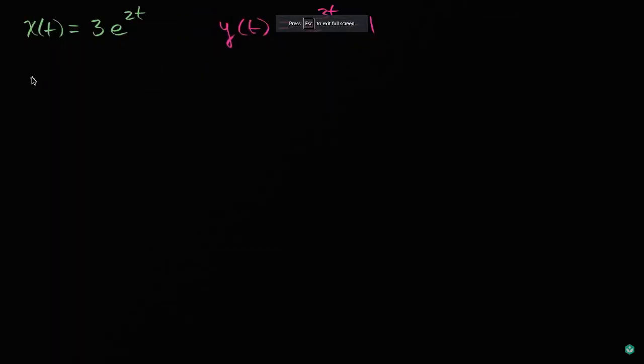Into these functions and then plot the corresponding x and y's for each t, this will plot a curve in the xy plane. What I want to do in this video is figure out the first derivative of y with respect to x and the second derivative of y with respect to x. And in both cases, it's going to be in terms of t. So let's get to it. So first, let's find the first derivative of y with respect to x.